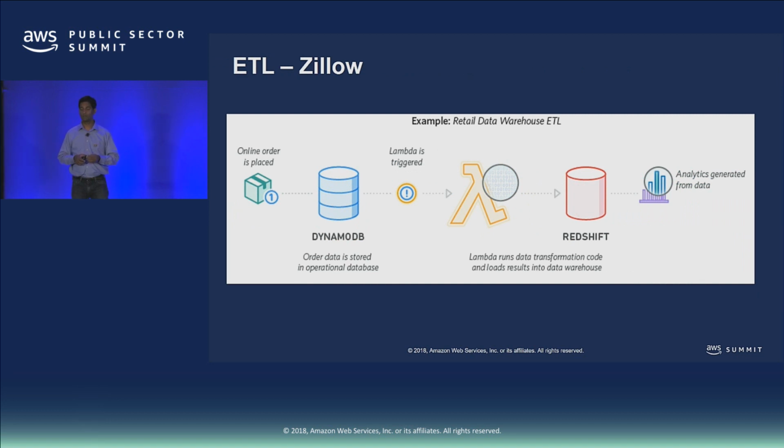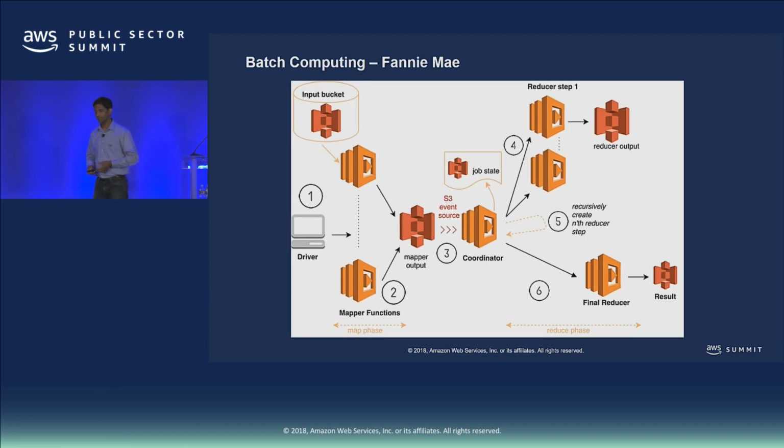So if you're wondering how you do serverless programming at scale, Zillow has done it. They take an online order that is placed, and there is a DynamoDB database that is ingesting all these orders, and it triggers a Lambda function. Basically, it's taking all those orders that are inserted into your key-value database, and a Lambda function runs the data transformation code and loads the resultant set into a Redshift database. Why into Redshift? To do additional analytics on top of that.